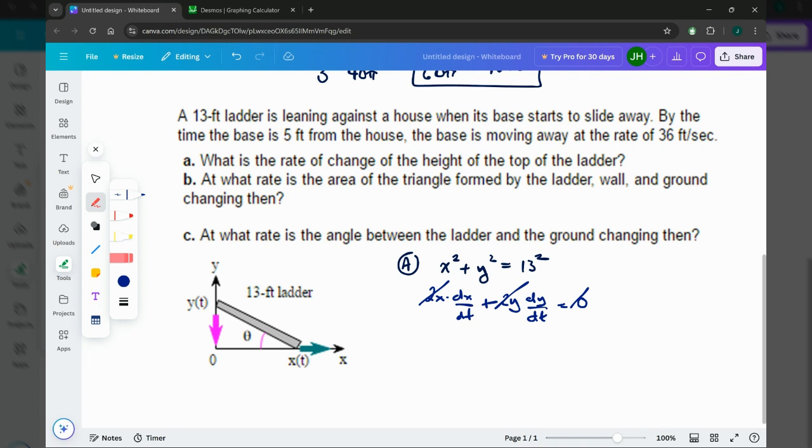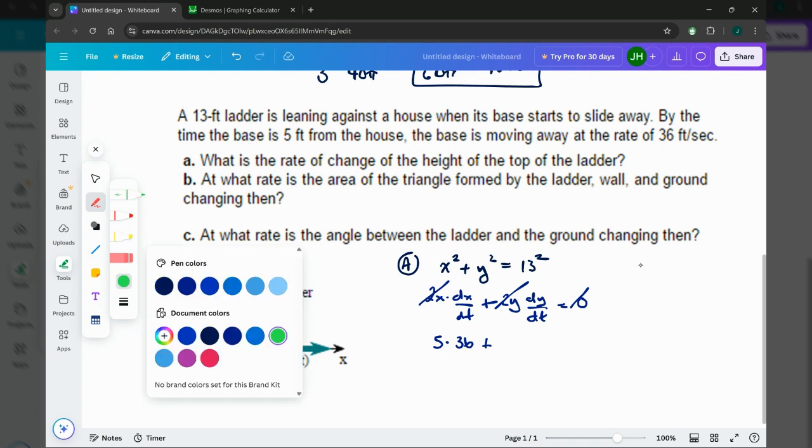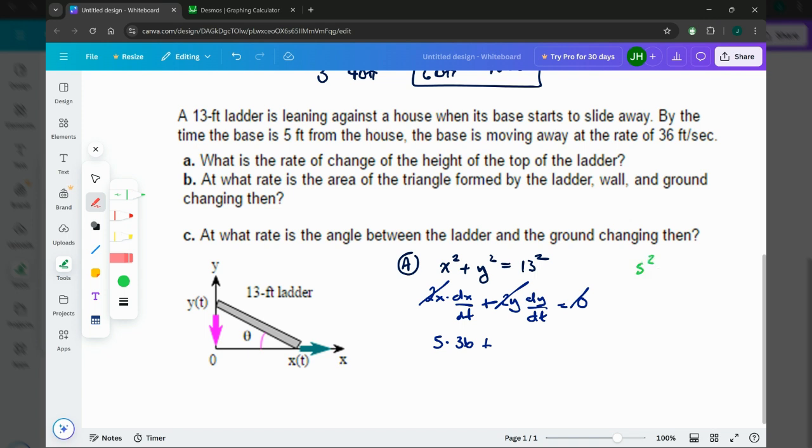Now, what's x? It says the base is 5 feet from the wall, so x is 5. It says the base is moving at 36 feet per second. It's positive 36 feet per second because x is getting bigger. What's y? Well, this is where I can do the Pythagorean theorem off to the right. I can do x squared, which is 5 squared, plus y squared equals 13 squared. This would give me y squared equals 13 squared minus 5 squared, which is 144. Y is 12. So 12 here plus dy/dt, this would equal 0.